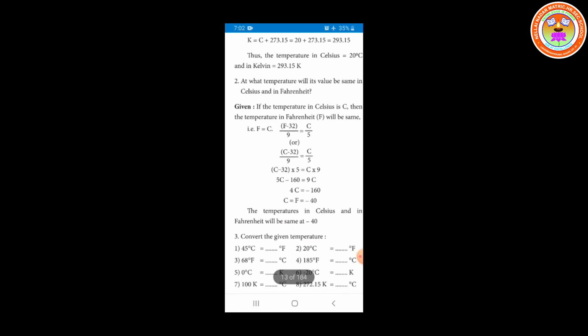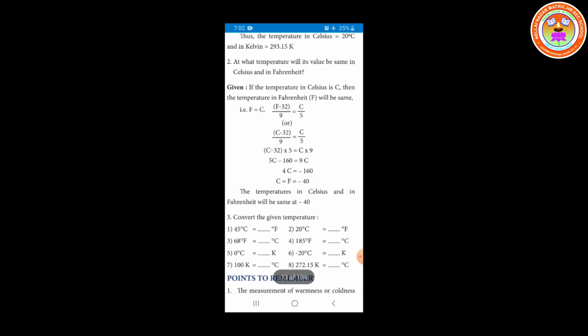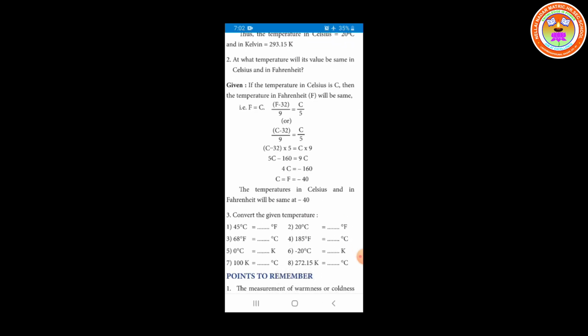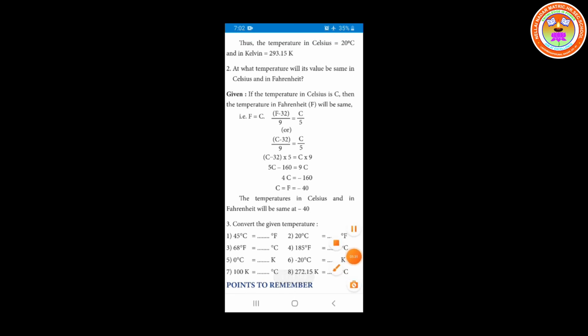Let me skip on to the next problem. Listen carefully, students. At what temperature will its value be the same in Celsius and in Fahrenheit? We have to find out.